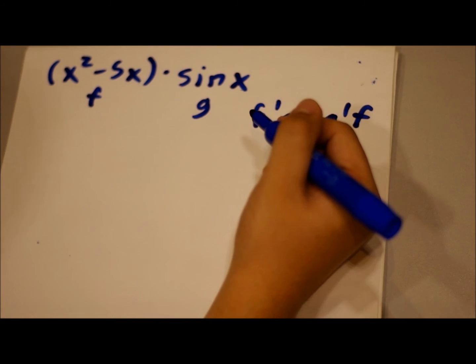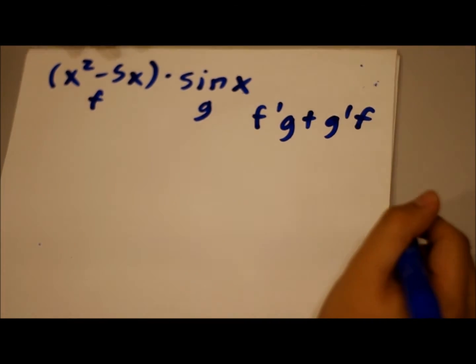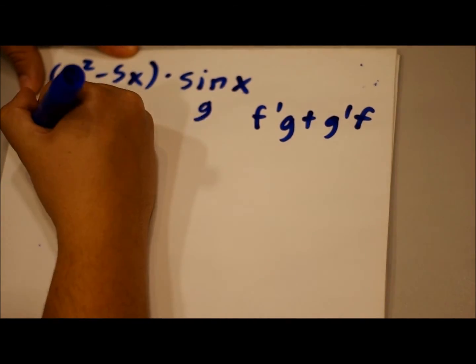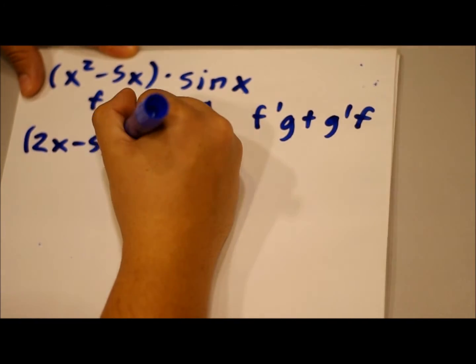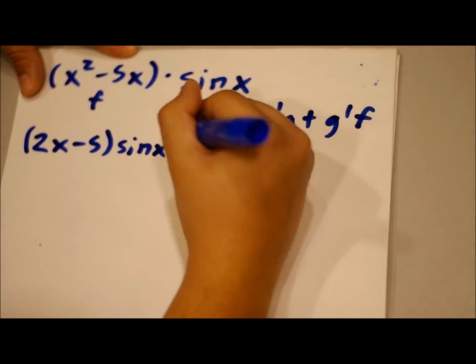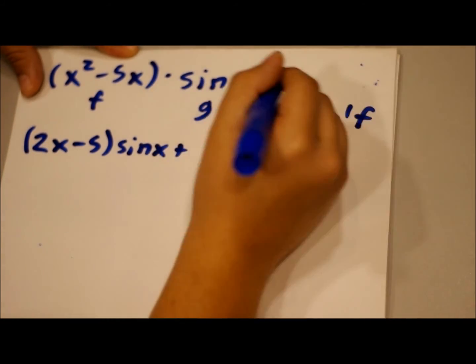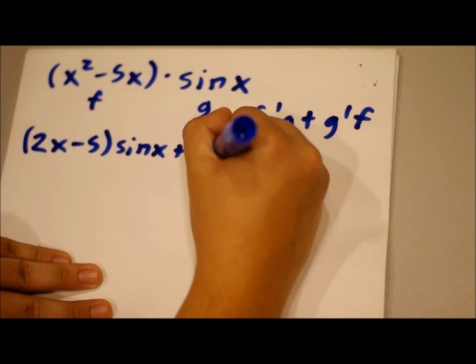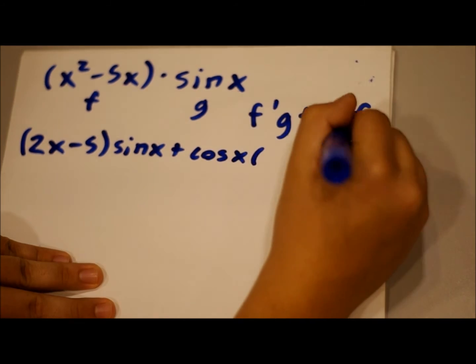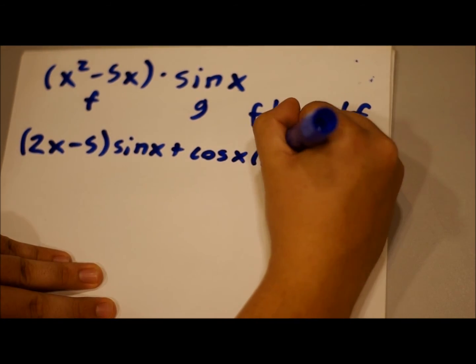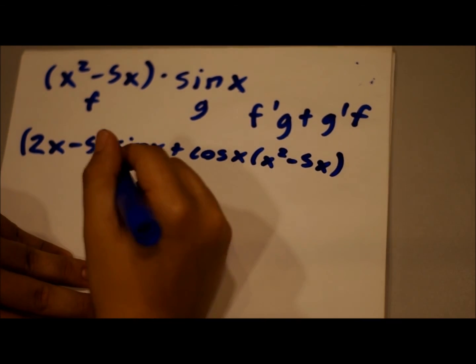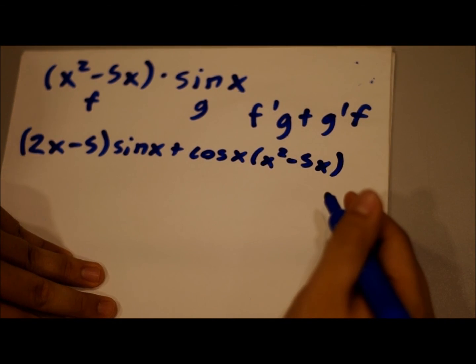So, again, we just go ahead and take the derivatives and fit them into our form. Our f prime here is going to be 2x minus 5. We multiply that by our g, which we said was sine of x. Okay, and then we're just going to add g prime times our f. The derivative of sine x is going to be cosine x times our original f, x squared minus 5x. And unless you want to simplify it, that there is going to be the first derivative of that function.